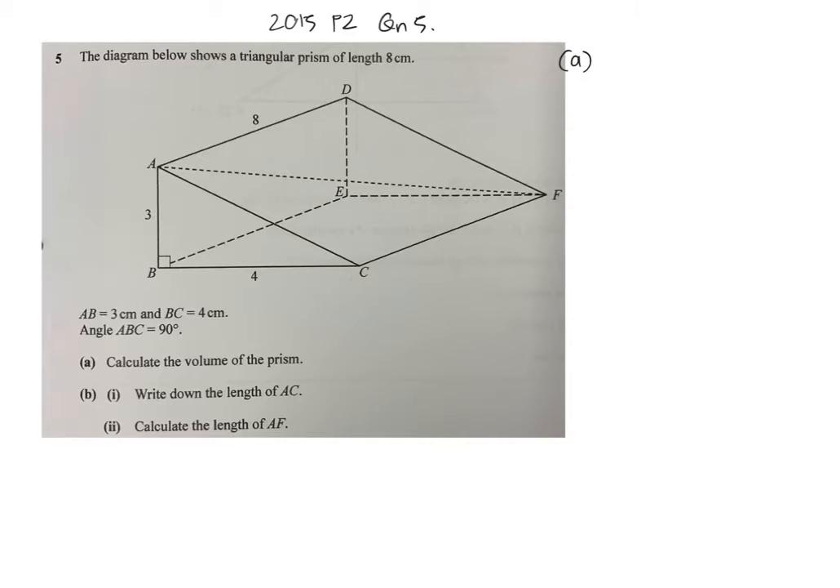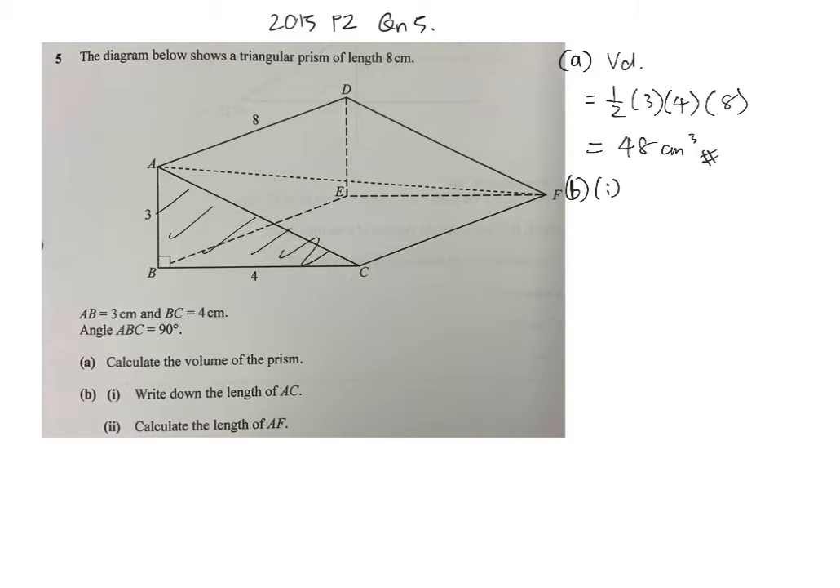Alright, so the volume of this prism has a base area of a triangle here that you can see. So the volume is basically half times base times height, half times 3 times 4 times the height of 8. If I use mental calculation, 2, 6, 48. 48 centimeter cube for part A. Now that's, I guess, simple because we just went through the concept of prism.